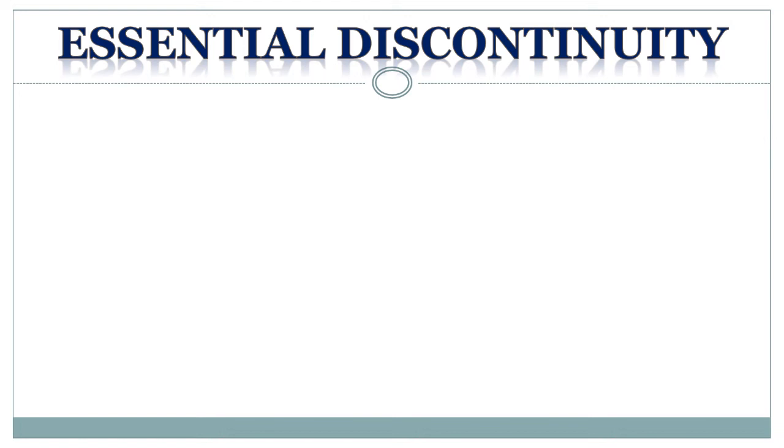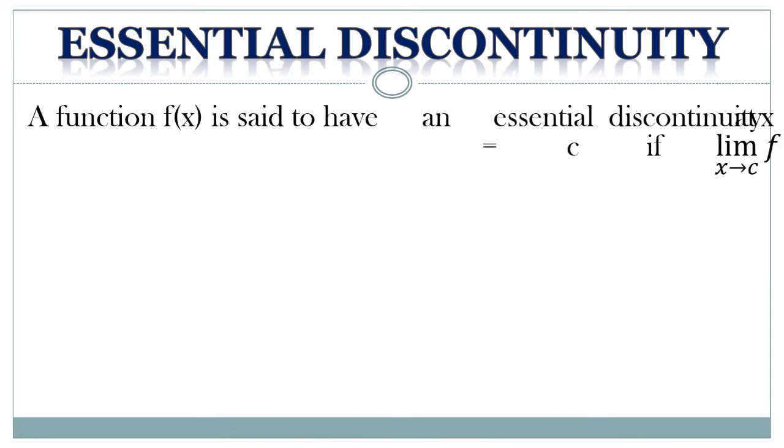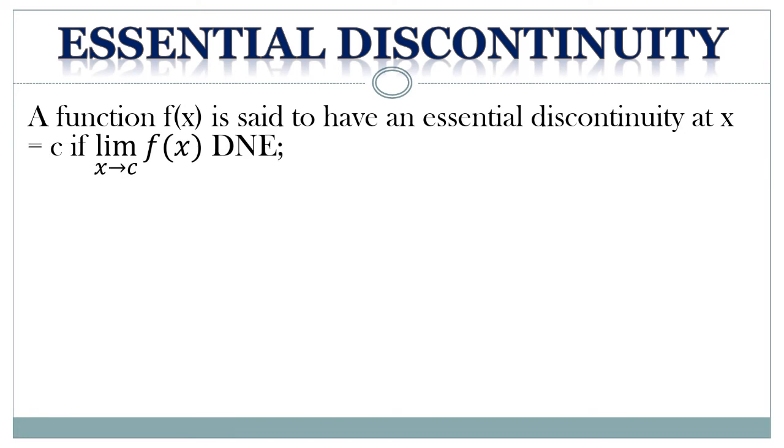And the last type, the essential discontinuity. A function f of x is said to have essential discontinuity at x equal to c if the limit of f of x as x approaches c does not exist.